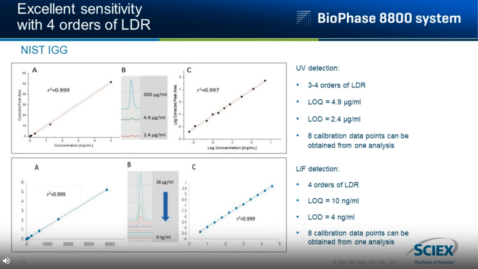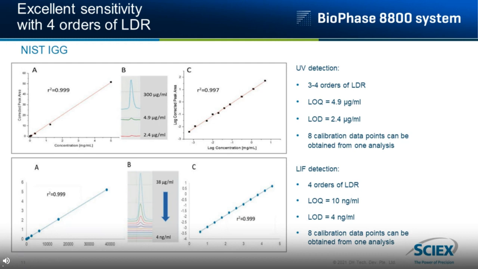Shown on the bottom is a linearity assessment of this CSDS using a pre-labeled NIST mAb. In this particular case, we labeled the NIST IgG using a fluorescent dye and subjected it to the same CSDS analysis. With the results, we were able to show 3 orders of magnitude reduction in the limit of detection, which means a 3 orders of magnitude sensitivity increase. The LOD and LOQ were reduced to 4 nanogram per ml and 10 nanogram per ml respectively. Again, all 8 calibration data points can be obtained from a single analysis.